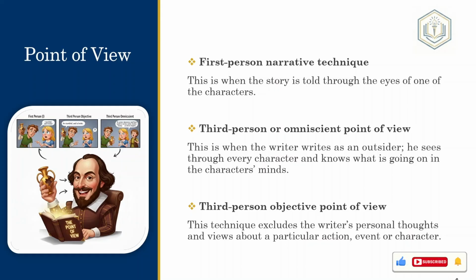But third person objective point of view is very different from third person omniscient because this technique excludes the writer's personal thoughts and views about a particular action, event, or character. The author is writing in third person, but he's not interpreting the thoughts of his characters through his own lens. Now, let me explain that.